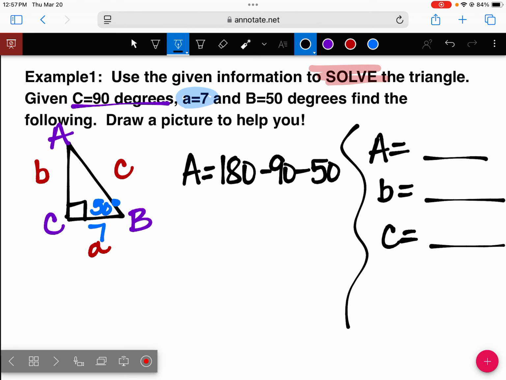Wow. I know you weren't even going to use it, were you? You were about to do it without a calculator. So you should get 40 degrees.